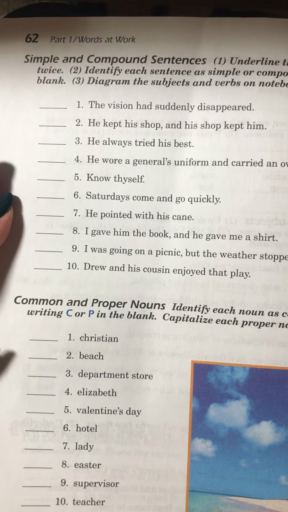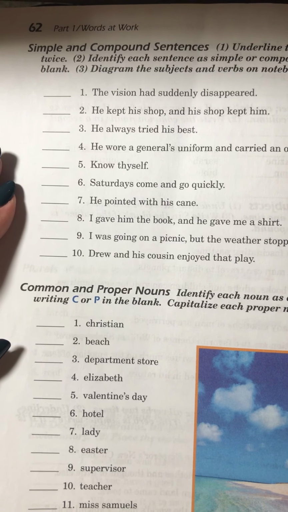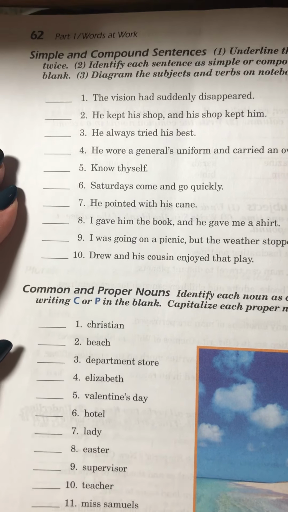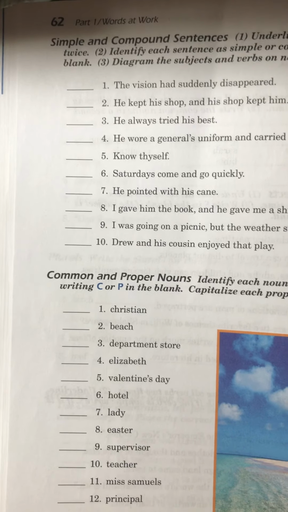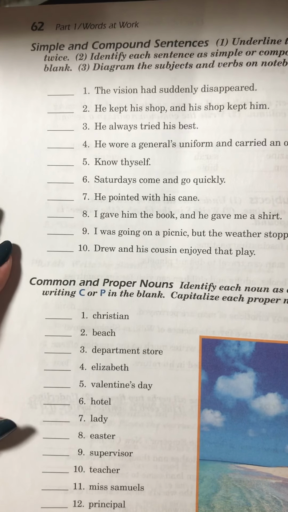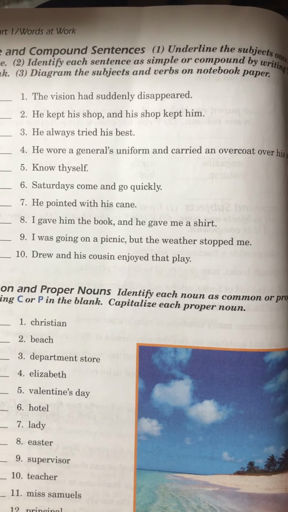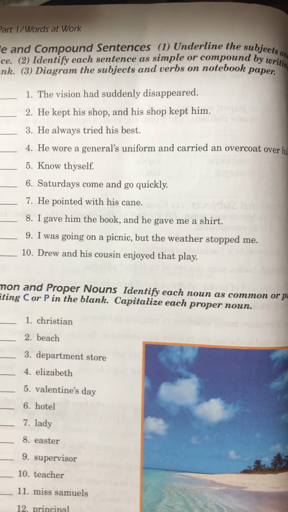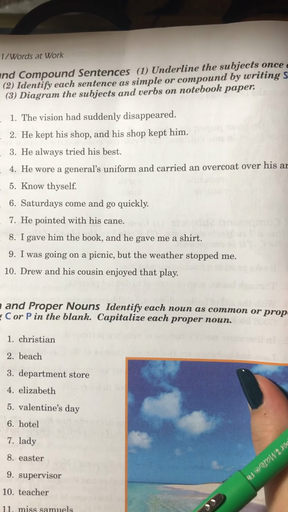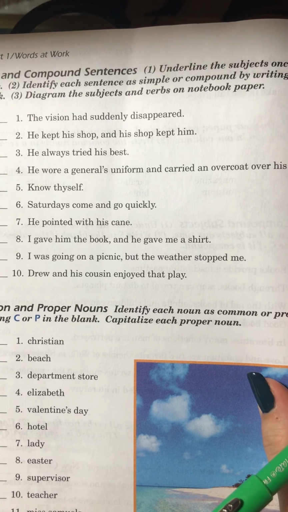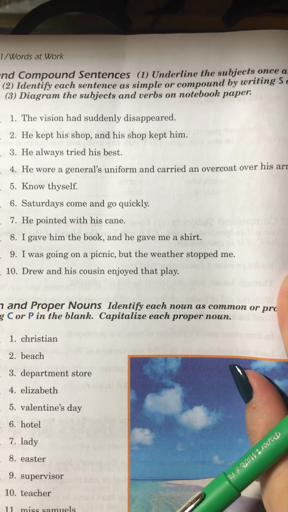Here for our language arts assignment, we are still continuing to complete our exercise for Do You Recall? We are still just reviewing the same content that we have been learning over the past couple of weeks, and this time we are continuing to review simple and compound sentences. It says to underline the subjects once and the verbs twice. We are very used to doing that. And then we're going to identify each sentence as simple or compound by writing S or C in the blank.